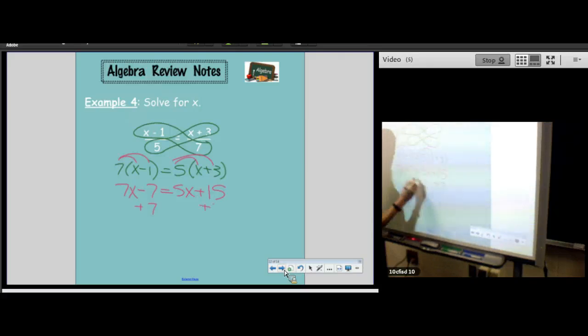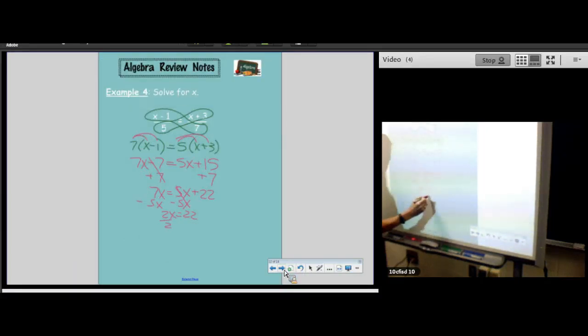You do the opposite, plus 7. 7x equals 5x plus 22. Subtract your 5x. 2x equals 22. Divide by 2. I know I'm going really quickly. X is 11.